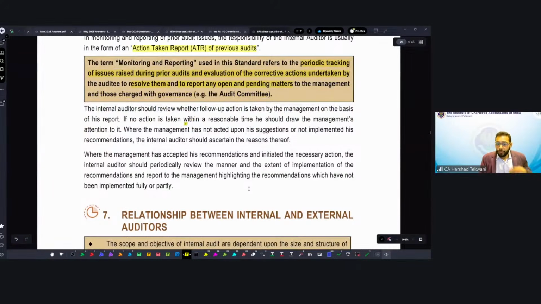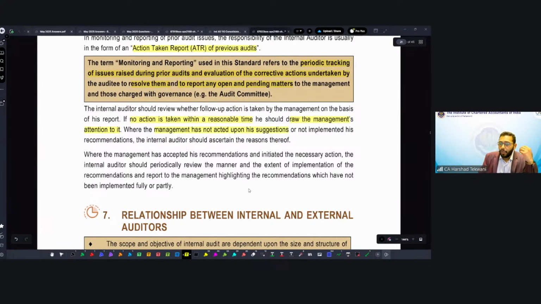Okay, you have to review that. Okay, what action has been taken? If no action has been taken in a reasonable time, draw the attention of the management and those charged with governance also. Reach out to those charged with governance that no action has been taken, where management has not acted upon the suggestions.